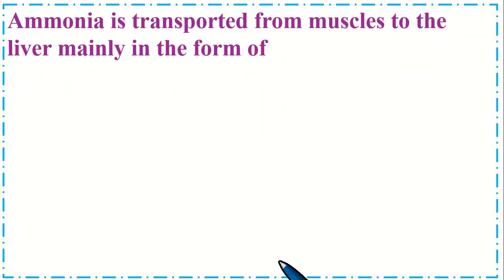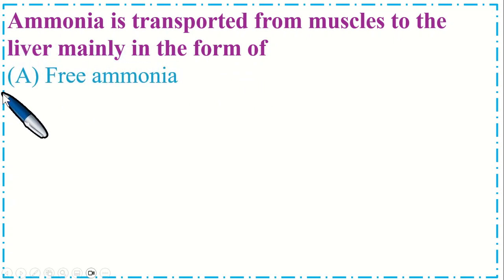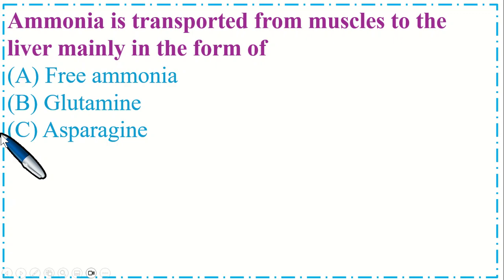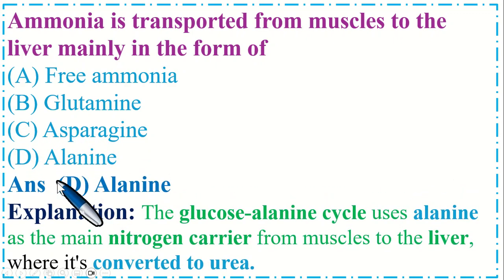So this is the last MCQ. Ammonia is transported from muscle to the liver mainly in the form of: option A free ammonia, B glutamine, C asparagine, and option D alanine. So the correct option is D, alanine. The glucose-alanine cycle uses alanine as the main nitrogen carrier from muscles to the liver, where it is converted to urea.